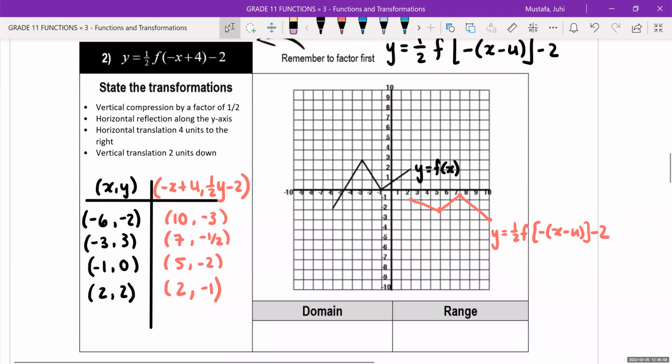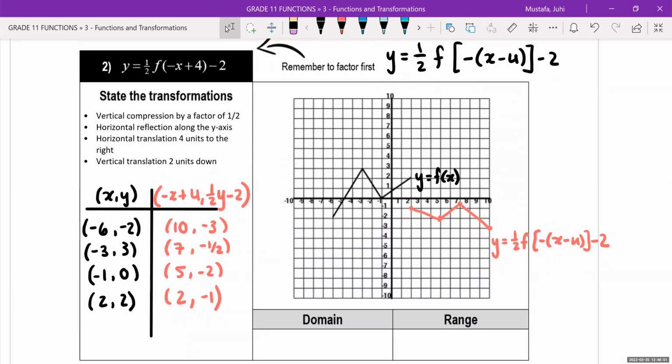And then also you just want to see if it makes sense. So has our graph moved 4 units to the right? It seems like it has. Has it moved down 2 units? Yes, it has. Vertical compression, does it look like it's squished this way? Yeah. And horizontal reflection, it's hard to tell with this graph because it's kind of like a squiggly line, but it has reflected.